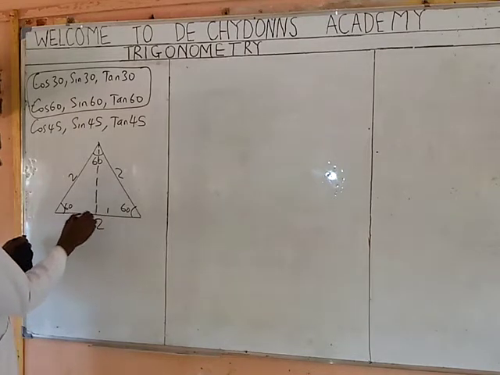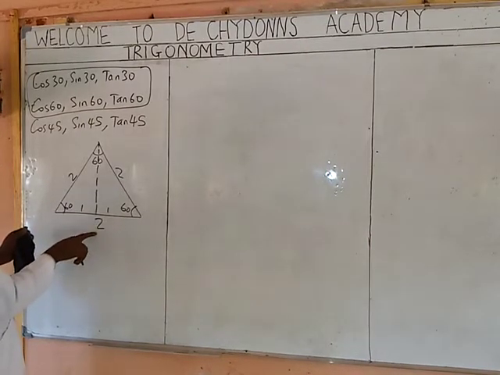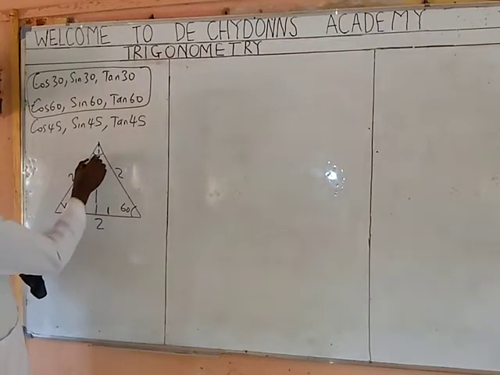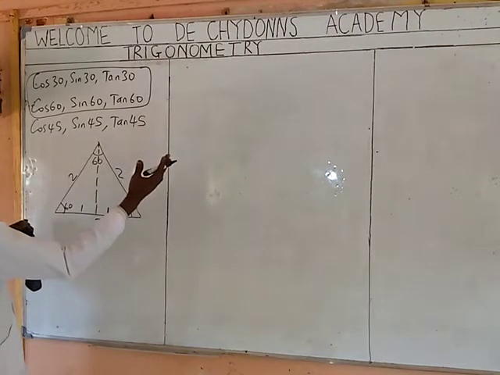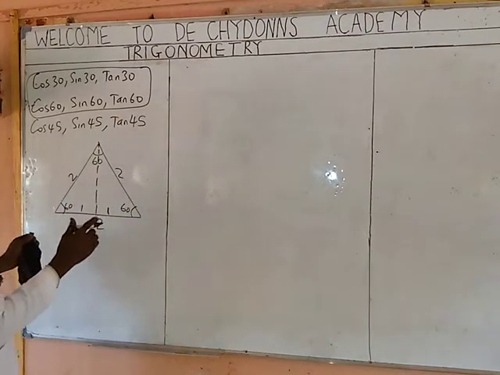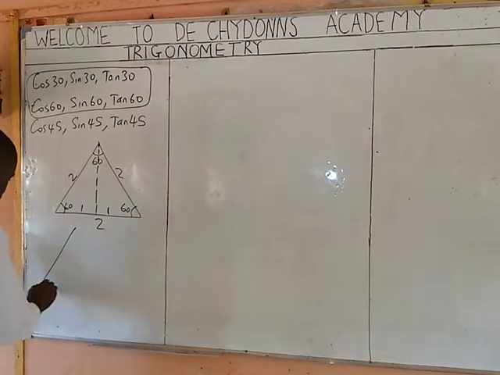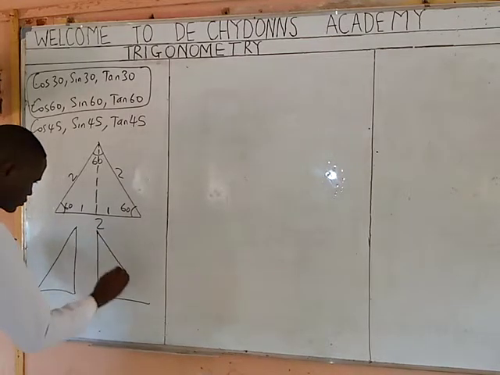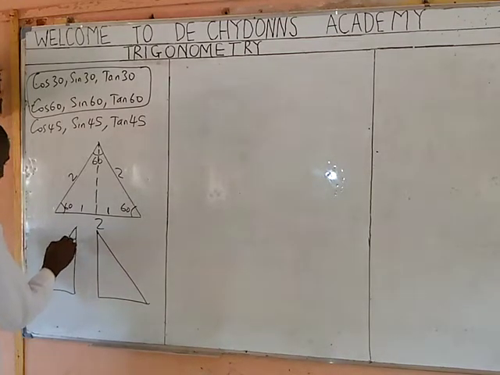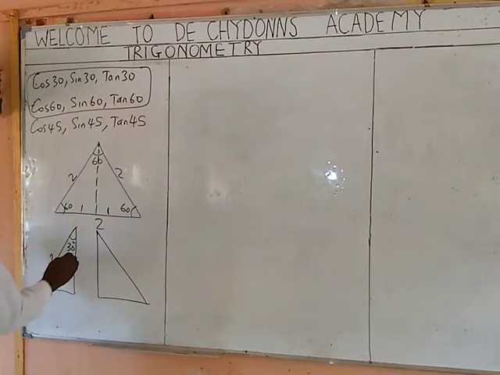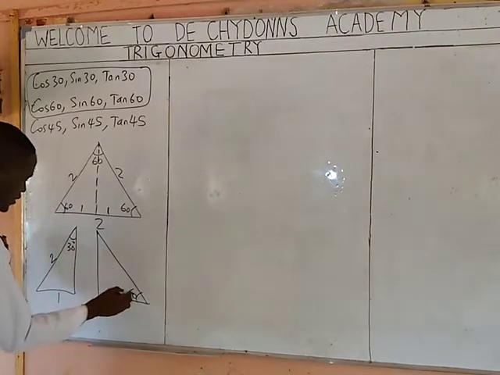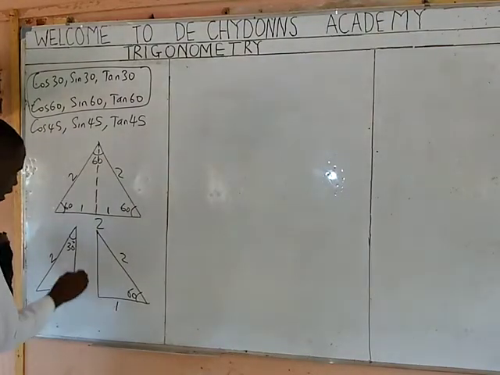That means here is 1 and here is 1. 1 plus 1 gives you back the 2. Once you bisect this angle, half of the angle will be 30, and the other one 30. So here is 30 degrees, here 2, here 1. Here is 60 degrees, here 2, here 1.